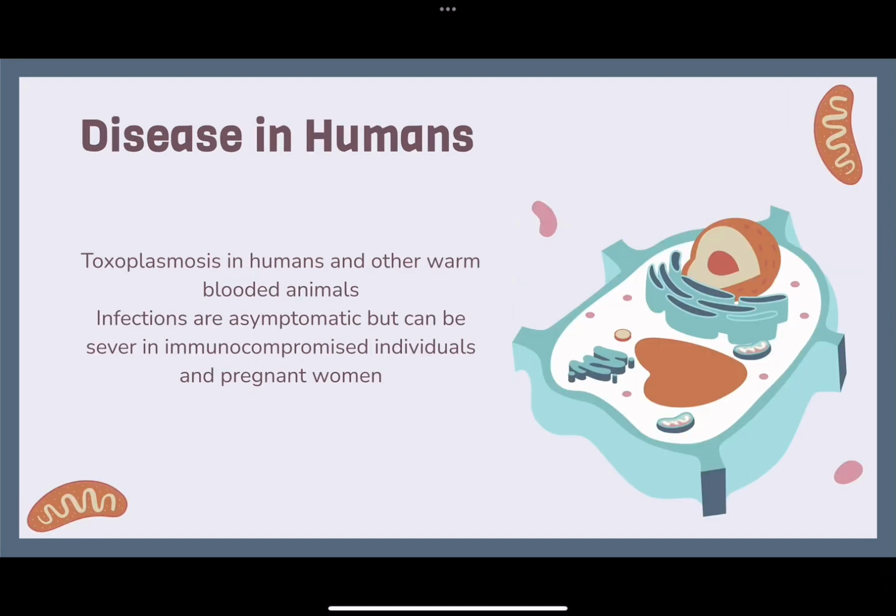Next, we have diseases in humans. Toxoplasma gondii is the causative agent of toxoplasmosis, a disease that can affect humans and other warm-blooded animals. While many infections are asymptomatic, toxoplasmosis can lead to severe health issues, particularly in immunocompromised individuals and during pregnancy. In humans, it can cause flu-like symptoms, neurological disorders, and congenital defects if transmitted from mother to fetus. In animals, especially birds and small mammals, it can cause various health problems and even death.